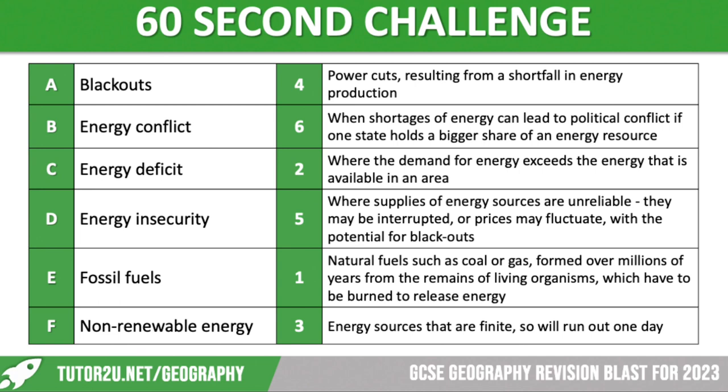D5 is energy insecurity, where supplies of energy sources are unreliable, they may be interrupted, or prices may fluctuate with the potential for blackouts. We've got E1, which are fossil fuels, natural fuels such as coal or gas formed over millions of years from the remains of living organisms, which have to be burned to release energy. And then right at the bottom, we've got F3, non-renewable energy. Energy sources are finite, so will run out one day.